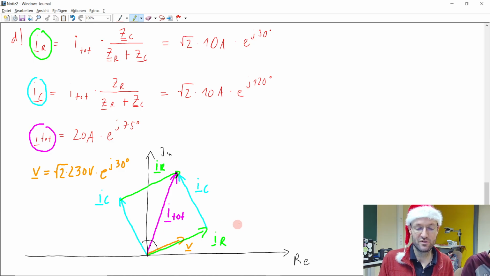Voltage and current at the resistor point in the same direction. Voltage and current at the capacitor have a phase shift of 90 degrees. So for the capacitor, the voltage is delayed. For an inductor, the current would be delayed. In German we have this saying, "An Induktivitäten Ströme sich verspäten," to remember this rule. So this perfectly makes sense, and then the sum of the two individual currents gives the total current.